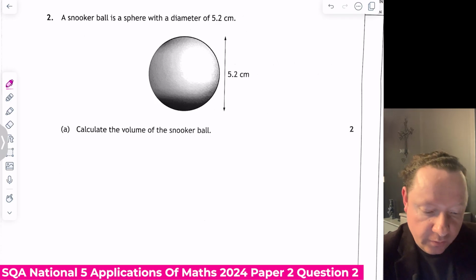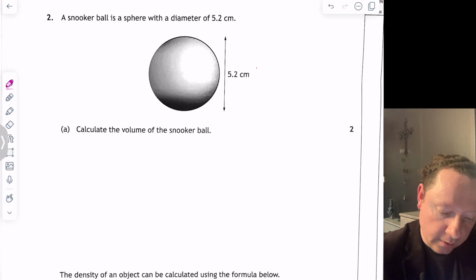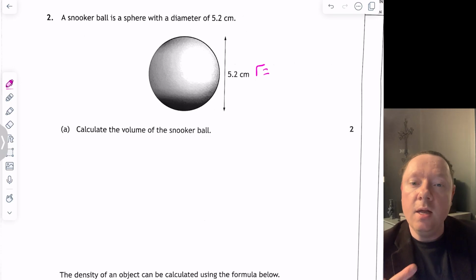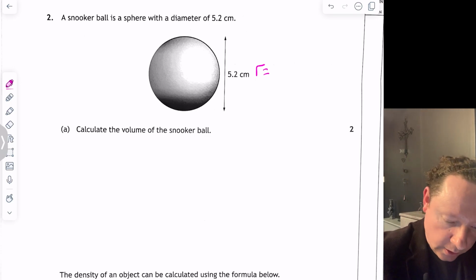And we're done there. SQA National 5 Applications of Maths 2024 Paper 2 Question 2. A snooker ball is a sphere with diameter 5.2. Calculate the volume. Okay, so I need the radius because you can check the start of exam paper, and volume is 4/3 pi r cubed. So half of 5.2 is 2.6 centimetres.